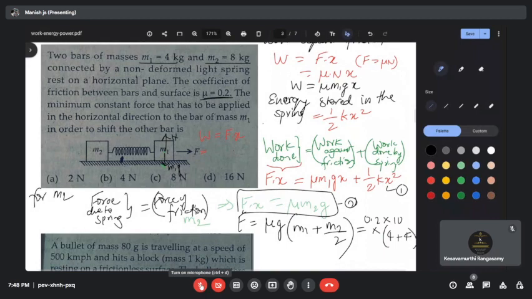So 8 times 10 is 80. Into 0.2 is 2 upon 10. Go for a simplification. So the answer is, I hope you're getting 16. When you solve this expression, you get the force as 16 newtons. All right, so that's how you're supposed to solve this question.